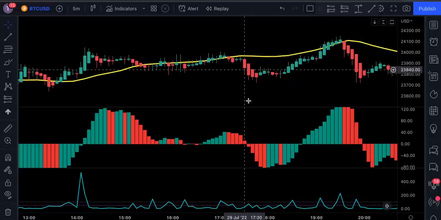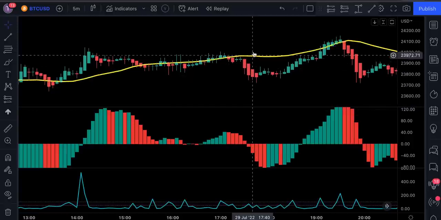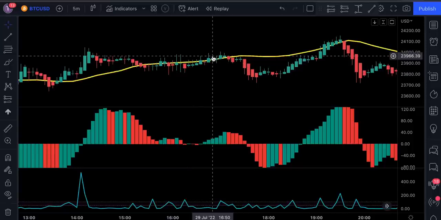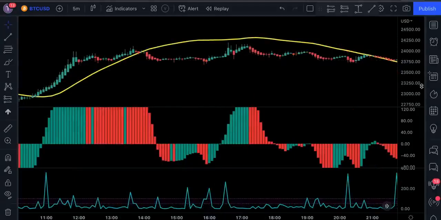For example, if you have a signal to go short but the line is pointing upwards, this is a strong indication that the bullish trend is not yet over. So in order to maximize our chances of success, I added this rule as well. And because we have all these rules in place, it's really hard for us to take trades when the market is not trending.